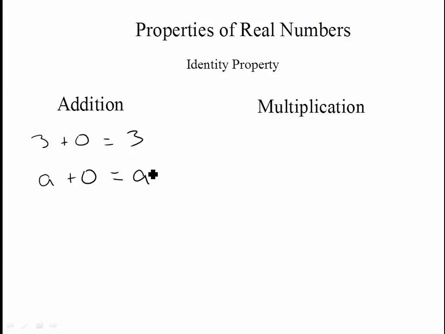Multiplication, to get the original number, if we started with 4 and multiplied that number by 1, we get 4 again. We get the same number, the same identity. The identity is not being changed. Or any number times 1 equals itself. So identity property has to do with how you can add or multiply and not actually have any kind of change. It's just an identity.